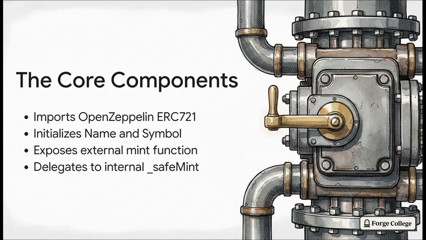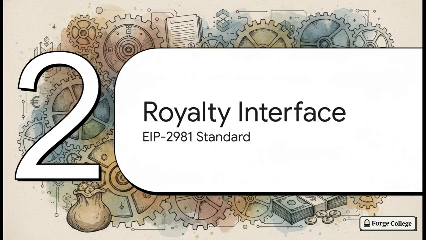The true beauty of this core engine is its absolute simplicity. We literally do not need to reinvent the wheel here. We're just going to import the battle-tested OpenZeppelin standard ERC-721 contract. Our constructor will initialize the basic token name and symbol, and then we just expose an external mint function. This external function delegates all the heavy lifting to OpenZeppelin's internal _safeMint function. Basically, this module provides the foundational plumbing, the core ability to create and transfer tokens that absolutely everything else is going to attach to.